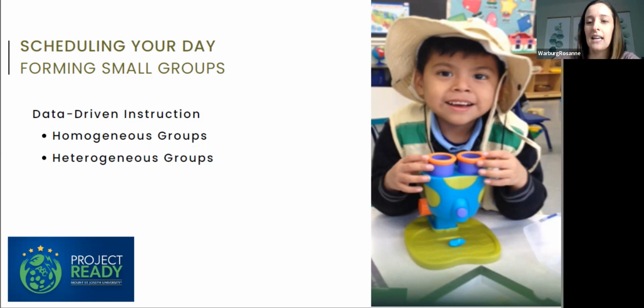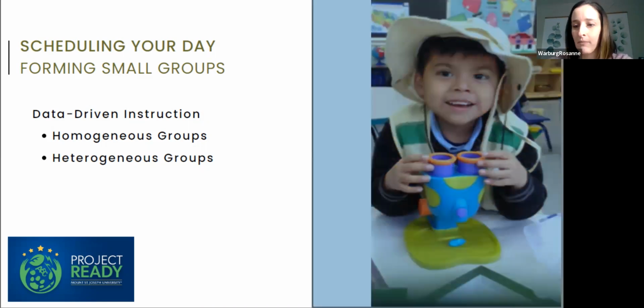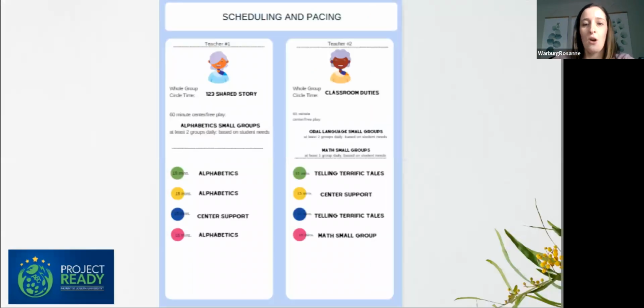So now we can take that information and use it to create data-driven instruction. So meaning in our instruction, we are looking at our students' needs, what we know about them, what we know about their skill levels, and creating these homogeneous groups and heterogeneous groups that really get at each student's needs. Okay, whoops, that didn't work there. So we'll go back to this little model here again of our 2 teachers. And remember, like Amy said, they don't have to be 2 certified teachers.